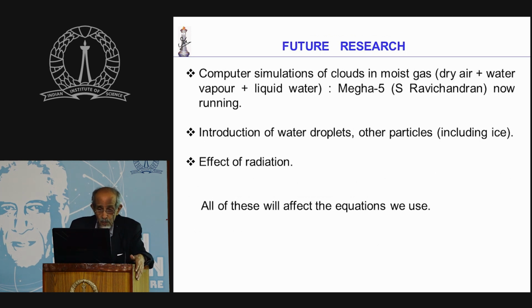Future. What might happen in future? Professor Matthews kept asking me. So computer simulations of clouds and moist gas, dry air plus water vapor and liquid water, are now going on. That's why new code, Mega 5, written by Ravi Chandran, is now running. And we look forward to getting those results. Introduction of water droplets and other particles later on. And maybe in a couple of years, even try to see if we can reproduce the effect of radiation.